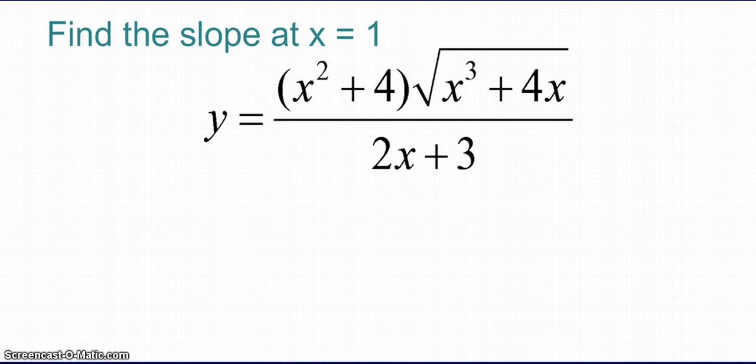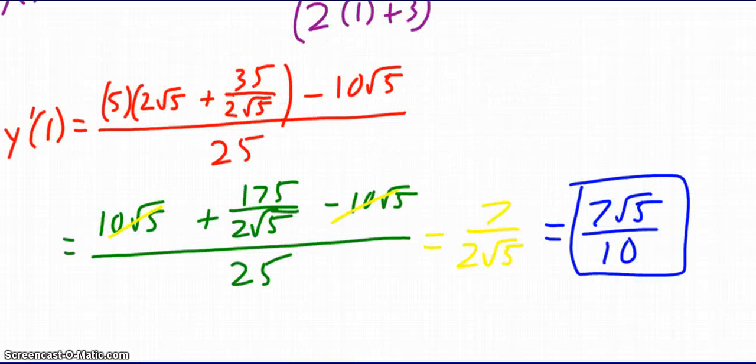Alright, next one. Find the slope at x equals 1. So you're just finding the slope of the equation y equals the quantity x squared plus 4 times the quantity square root of x cubed plus 4x, all divided by 2x plus 3. Pause the video, unpause when you're ready to check your work. Okay, so this one's a little bit of work and you have to be careful and pay attention to all of the details, but you should end up with the slope at x equals 1 is 7√5 over 10.